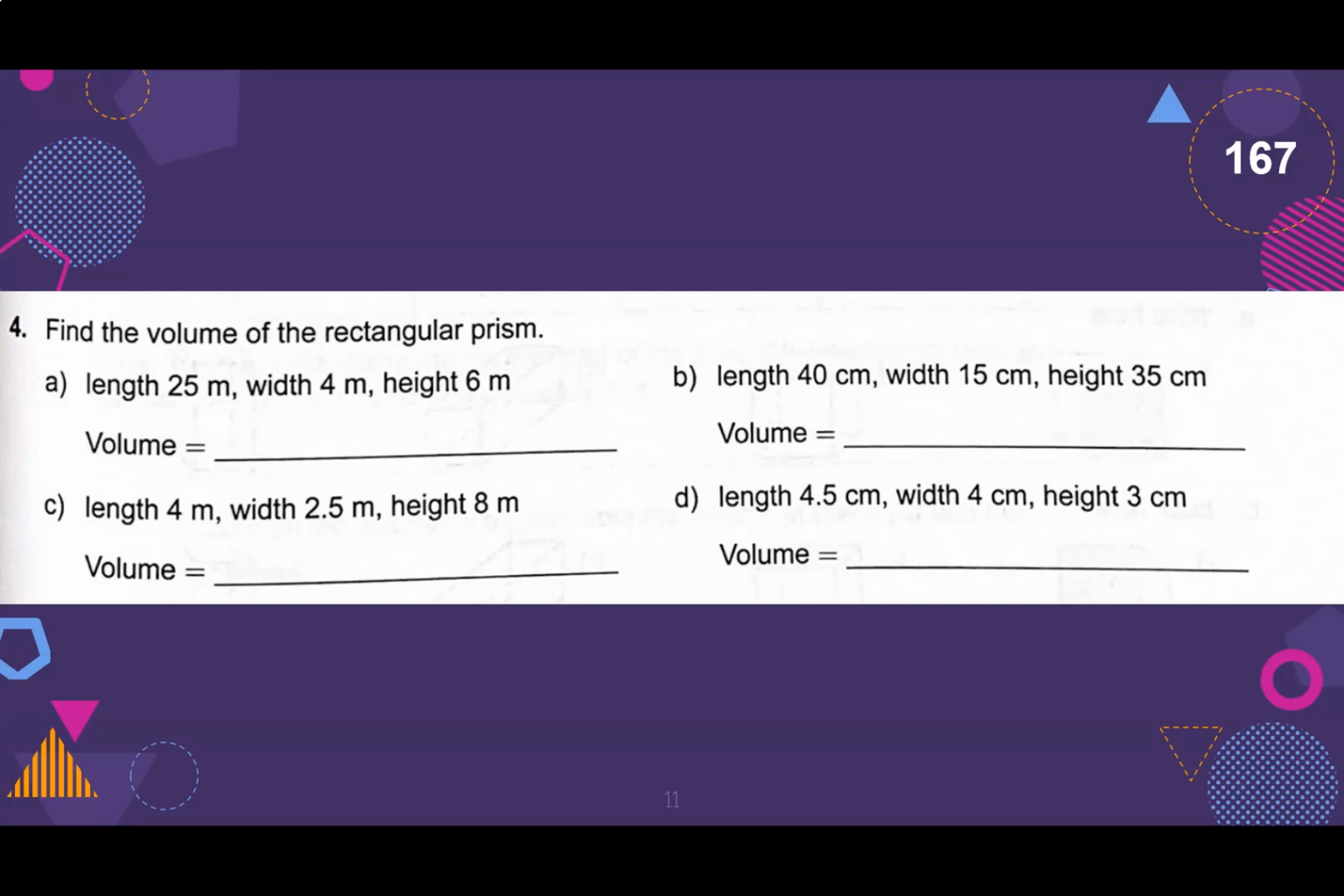Moving on to page 167. Find the volume of the rectangular prism. This one is a little bit more difficult to visualize because there is no picture, but you do have all the information you need. Remember, volume is equal to length times width times height. So, for part A, the length is 25 times the width is 4 times the height is 6.